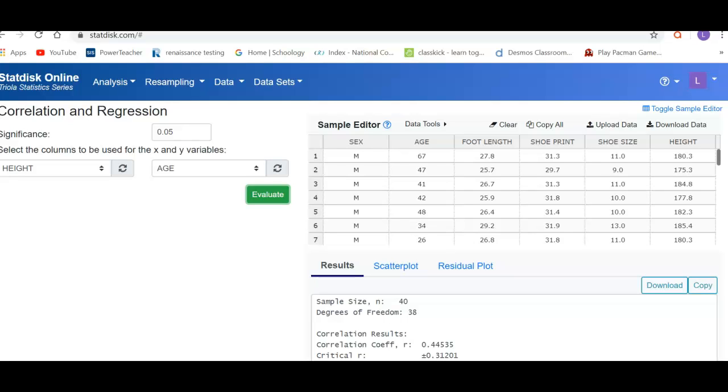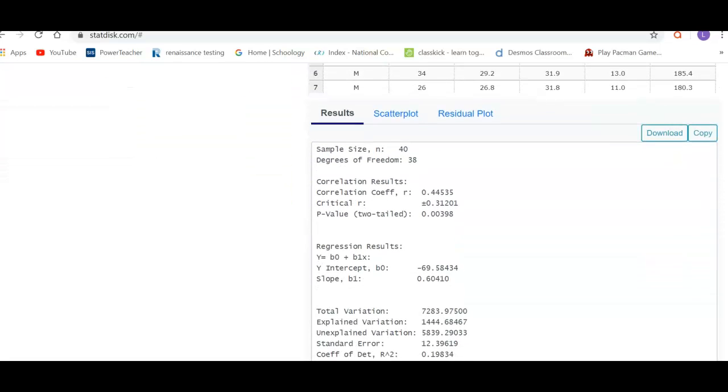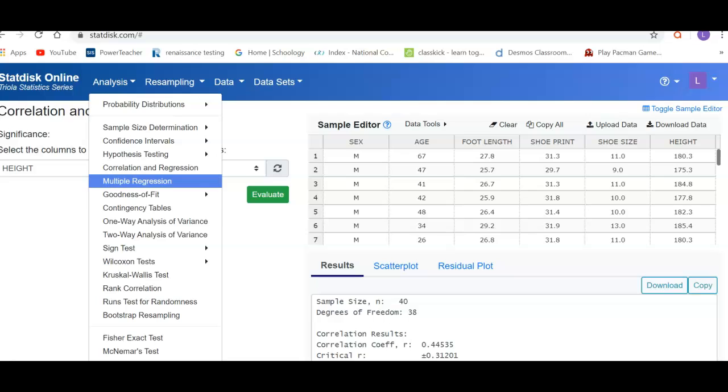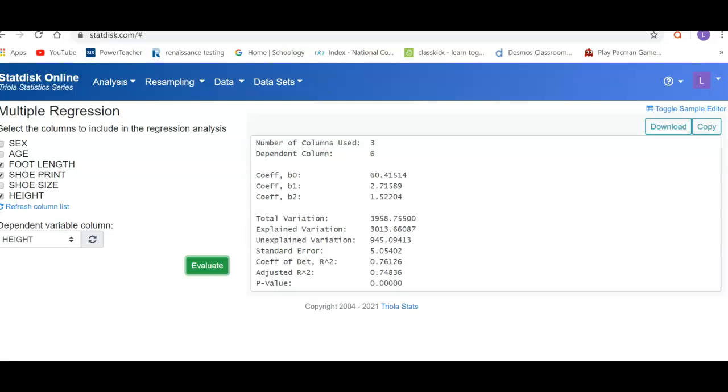Go to your correlation coefficient, because we're only going to do one at a time here now. So I know the height versus the age. When you do that and scroll down, your r squared is 0.1772. And then we do that again for foot length and shoe print, all from here. But now, when I want to do the double ones, I have to go to multiple regression. So go to analysis, multiple regression, and we're going to look at foot length and shoe print. So foot length, shoe print, height, and height is the one I want to evaluate. When we look at those two together, we have an r squared of 0.7485, which is nice.